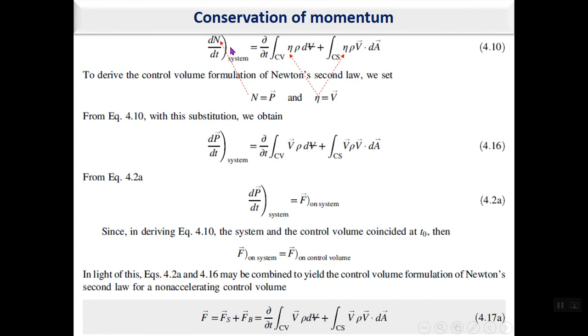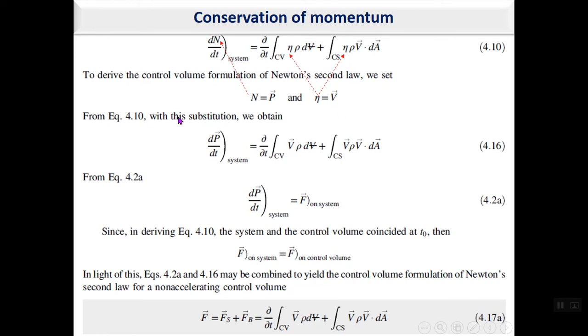Writing the Reynolds transport theorem again, this was the relation dN over dt, the time rate of change, and the net rate of inlet and outlet through the control volume. To derive the control volume formulation of the momentum equation, we set N equal to mV. P is mass multiplied by V, and in this case eta, which is N divided by mass, will be V. So we substitute mV instead of N, and V instead of eta.